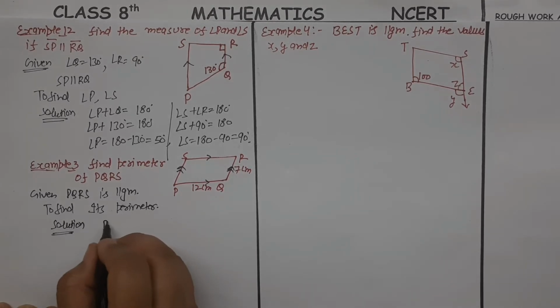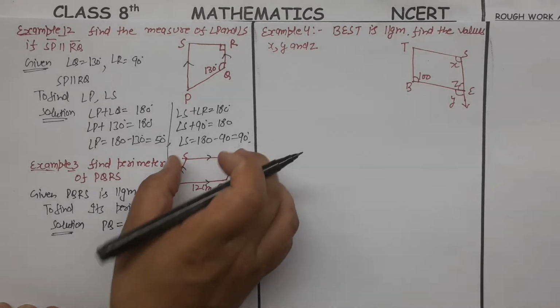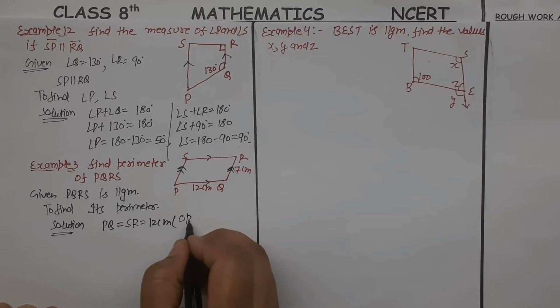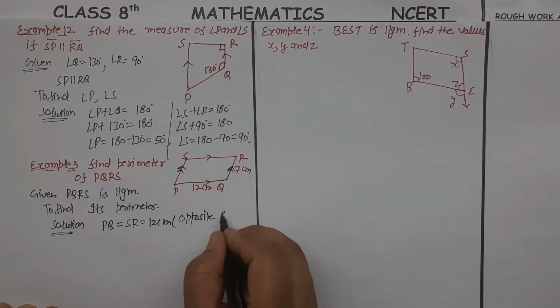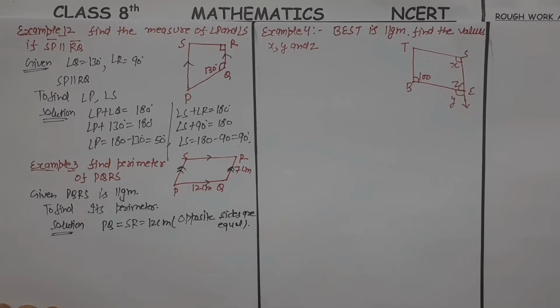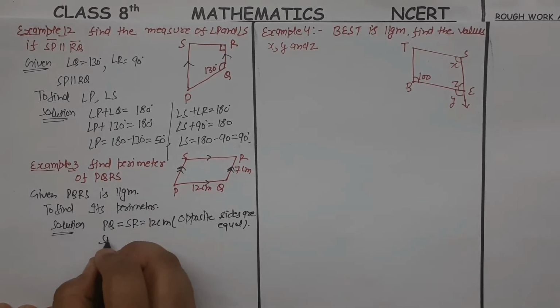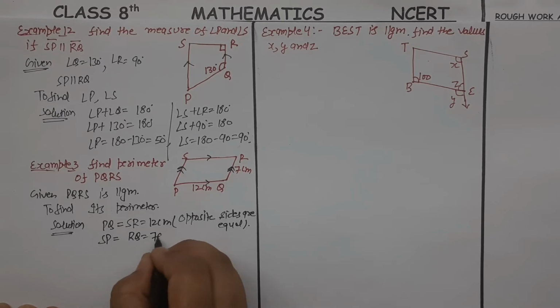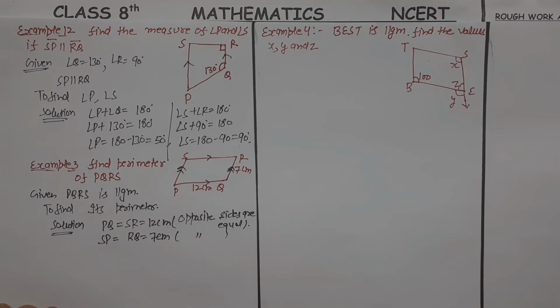Solution. We know that PQ is equal to SR. Reason: opposite sides are equal. SP is equal to RQ, 7 centimeters. Same reason. To find the perimeter of any polygon, that is the sum of all sides.